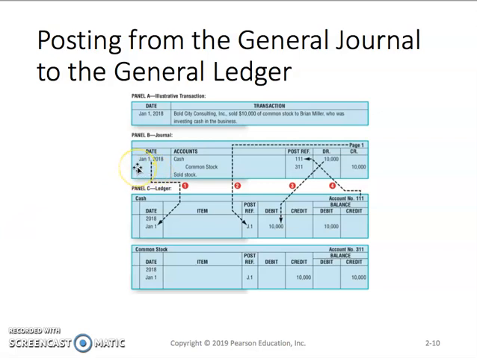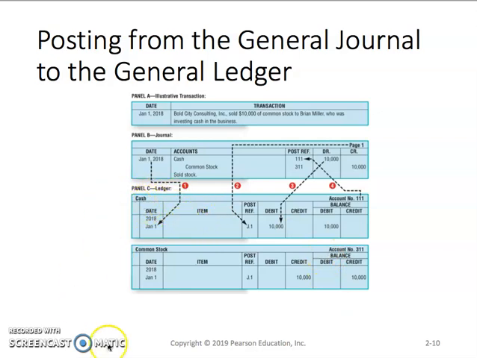So this is, again, just to illustrate what's happening for steps 1 and 2 in the accounting cycle. Step 1 is obviously journalize, right? So up at the top, we're given our transaction. Bold City Consulting, Inc. sold $10,000 of common stock to Brian Miller, who was investing cash in the business. So there we have to analyze that and put it into our journal. And then from the journal, we post it to the ledger or the T accounts. Okay, so this ledger here is more detailed than your T accounts because the T account is only going to have cash, and then it's going to have a debit side and a credit side.